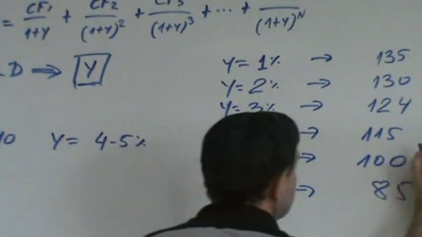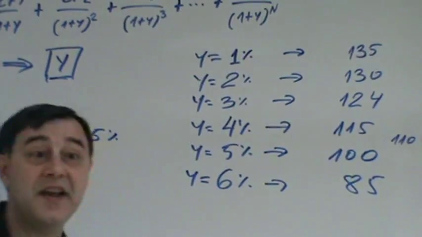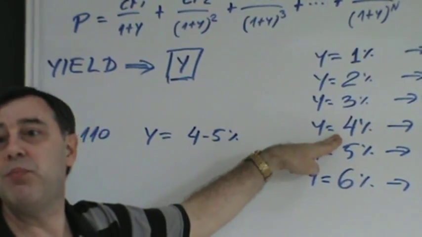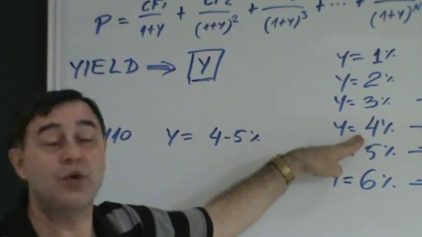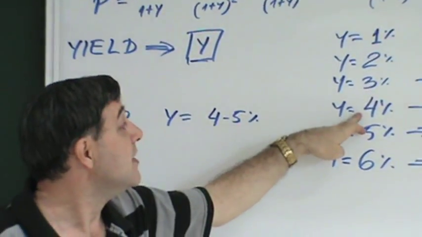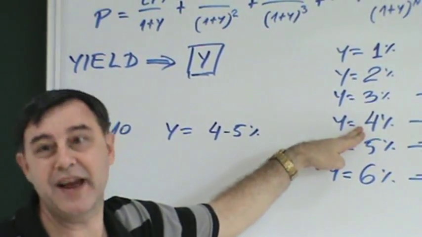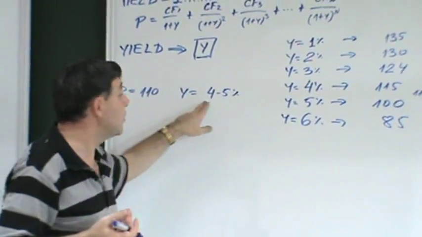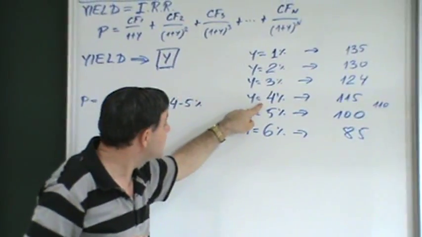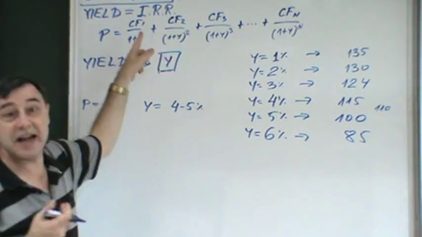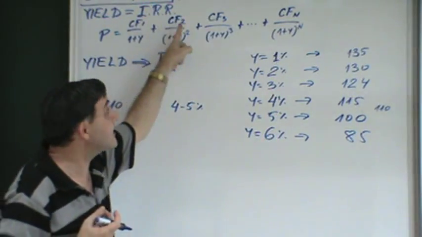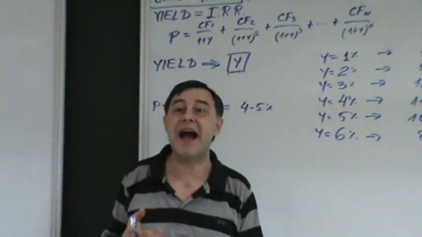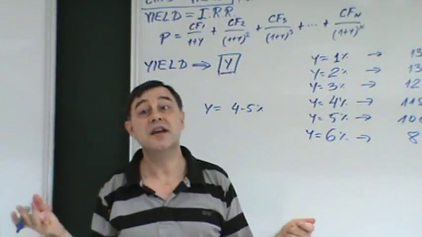The yield's going to be a little less than 5, but definitely more than 4. And if it is 110, it looks to me like it's going to be 4.3, maybe 4.4%. Between 4 and 5, but closer to 4, like 4.4%. Well, that's what the yield is. Yield is that particular percentage here that equates the discounted cash flows to the price. And that's exactly how bond yields are calculated.